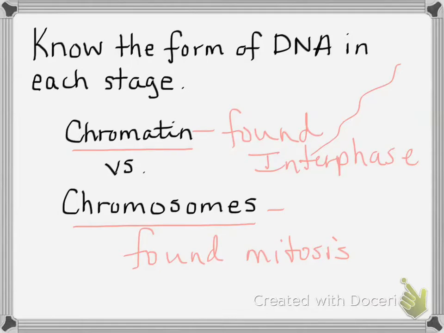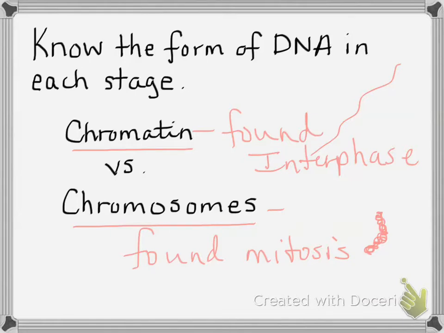Chromosomes, they're not all spread out. What do they look like? They're the ones that are coiled up tight. When you drew them like this, the coiled up tight, those are chromosomes. See, they're the same thing, but one's all spread out and one's all packed up.